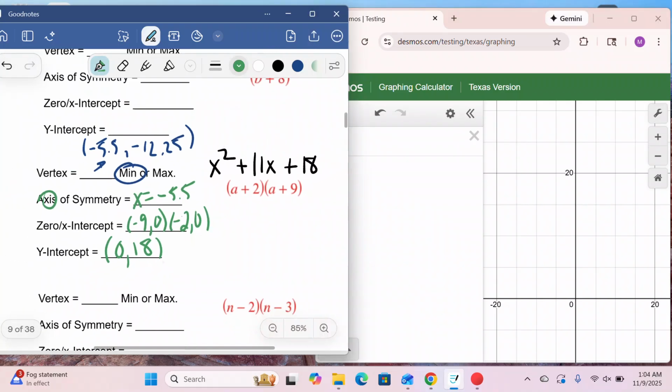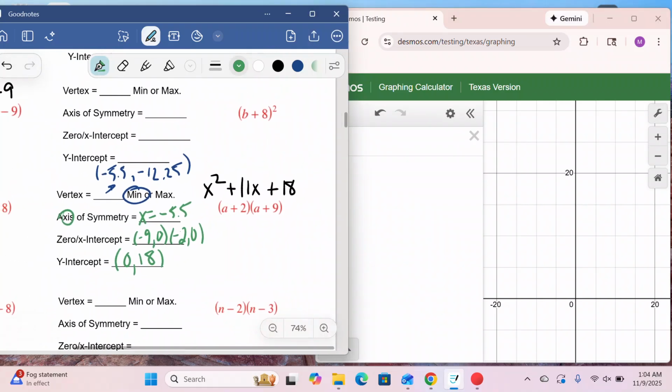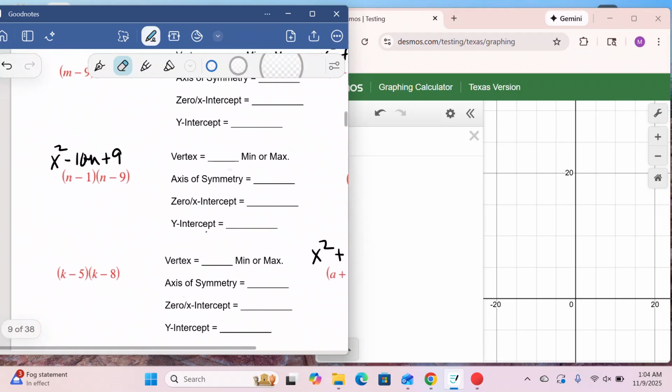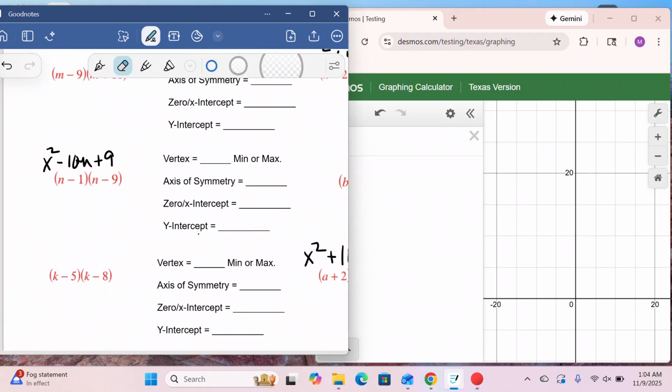So I'm going to go ahead and erase that. And at any time you are more than welcome to pause my video. If you pause the video, you can always try the next problem. And then you can see if you got the right answers. If you did, you can continue playing my video. So now we are going to look at this equation right here.